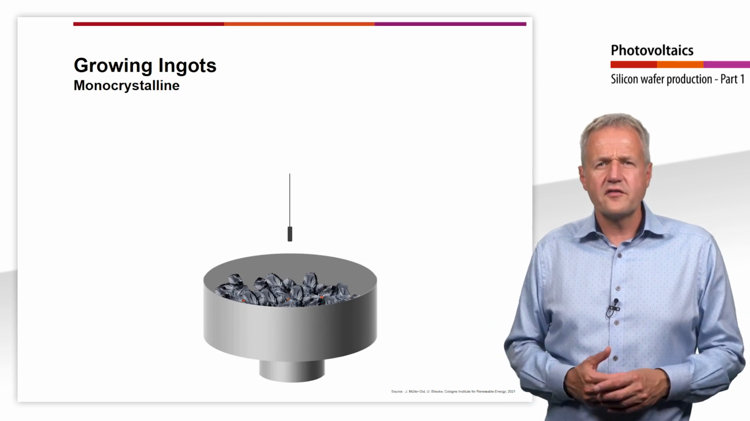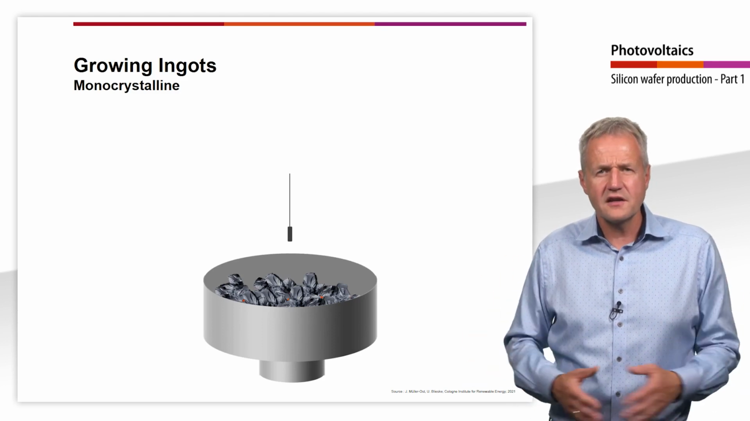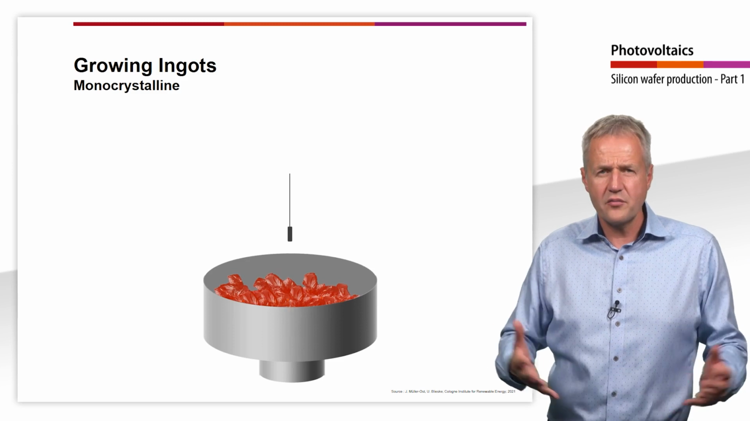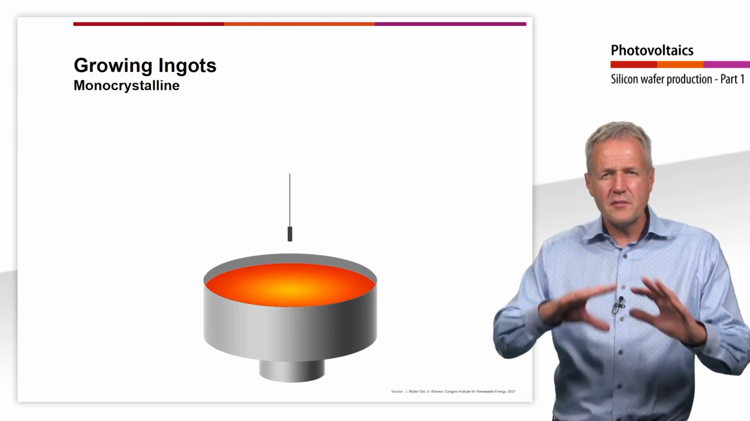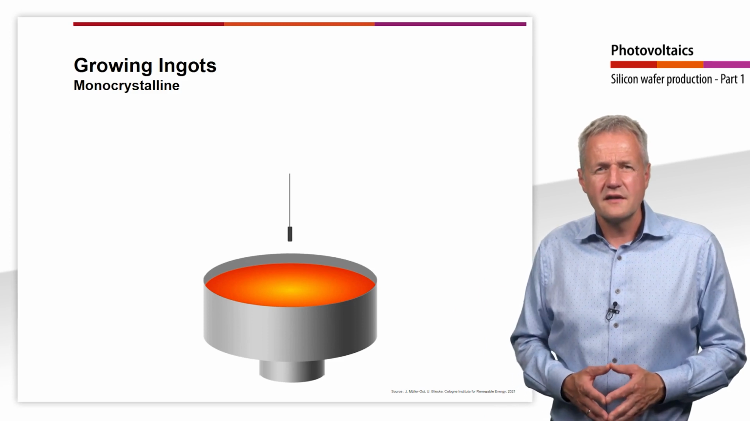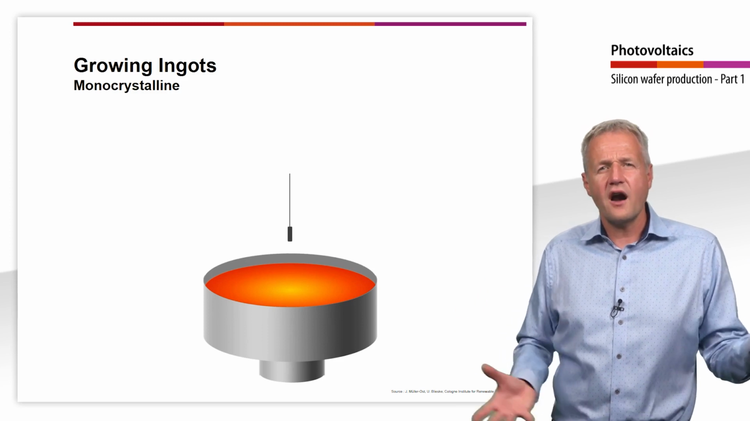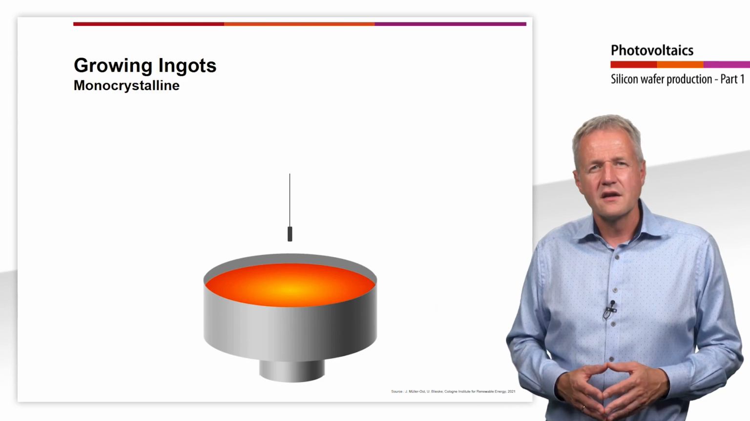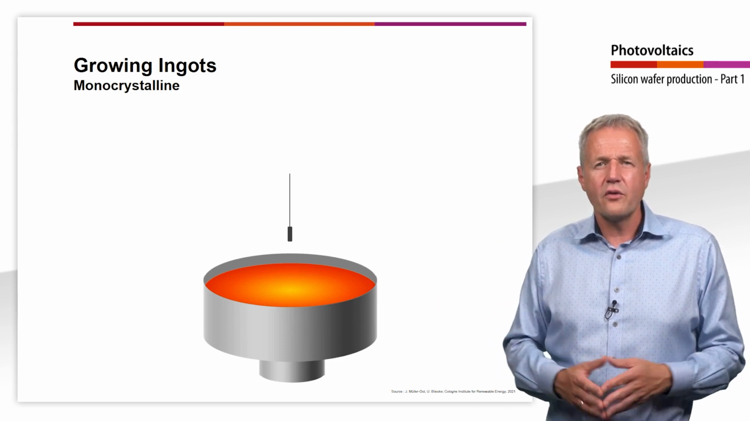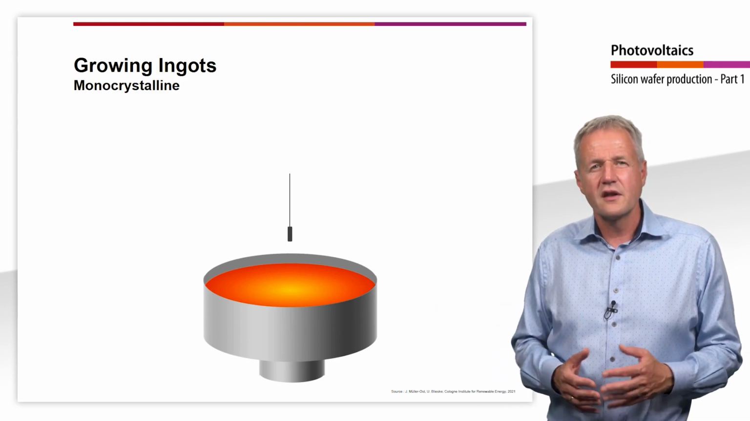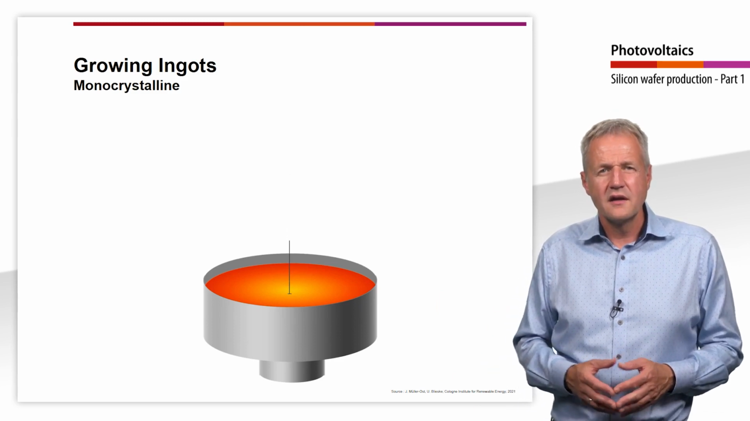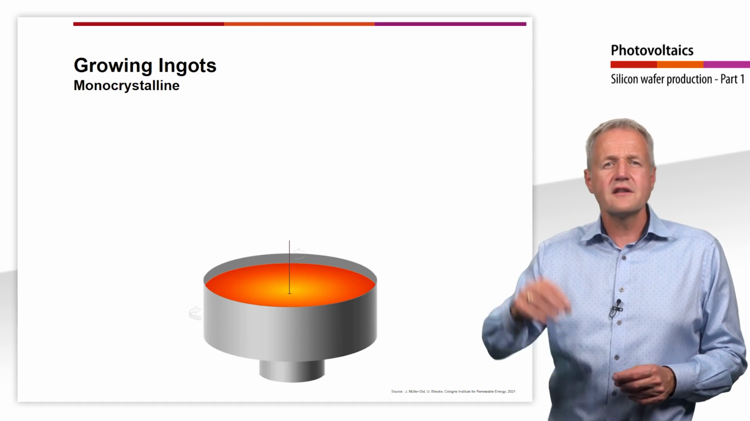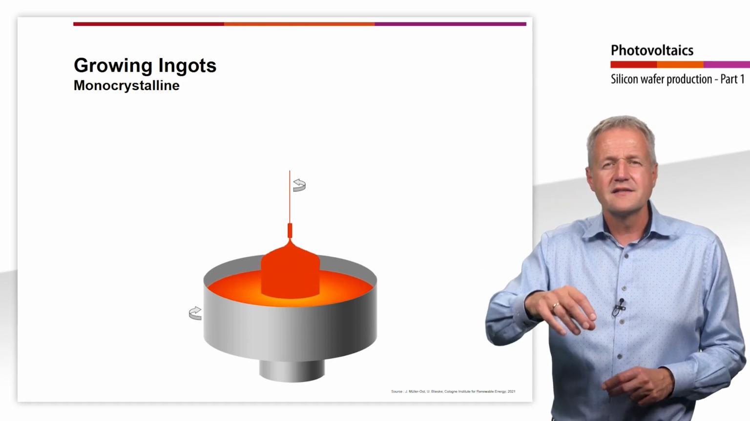The standard process for the production of monocrystalline silicon is the so-called Czochralski process. For this, the polysilicon rods are broken and melted in a crucible. At this point, doping atoms are added to the silicon. In the past, boron was used for this purpose, but today gallium is mostly used for p-doping. A seed, a small single crystal, is then immersed in the melt.